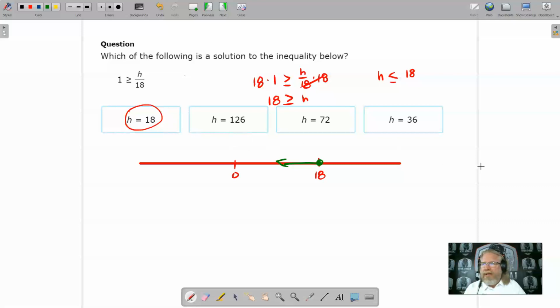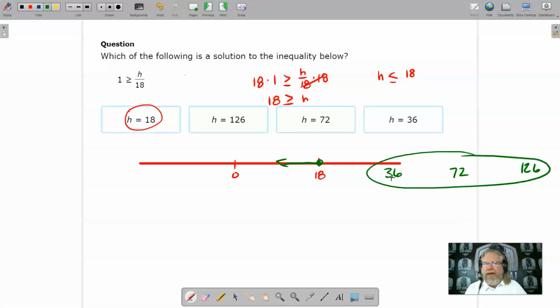But 126, that's going to be way down here on the number line someplace. And 72 is going to be way up here somewhere. And 36 is going to be around here. And we see that all of these numbers here, they're not part of the solution because it's going to the left, right? It's everything less than negative 18.